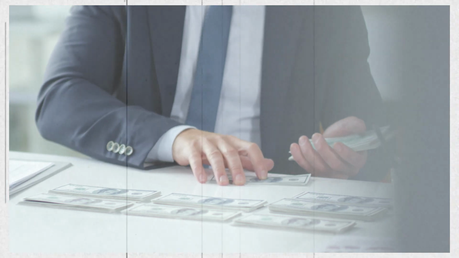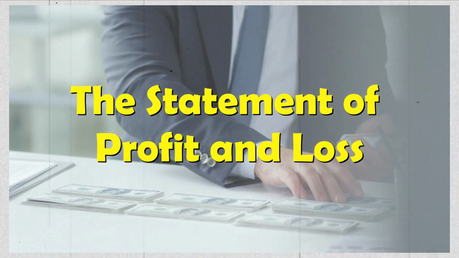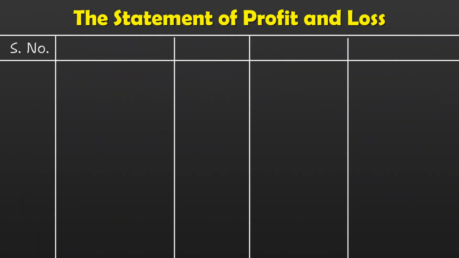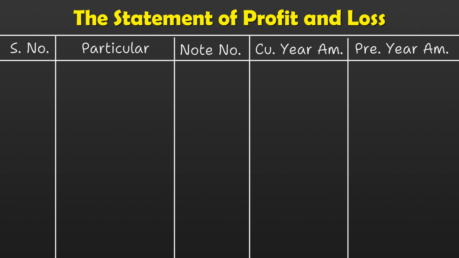Okay, so let's begin with the statement of profit and loss. Before that, let me just tell you the format. It is basically a small column for the serial number. After that, a column for the particulars. After that, the note numbers column, then the current year's amount and the previous year's amount. So it is the same as we studied for the balance sheet of the company. Okay, the format is just the same.